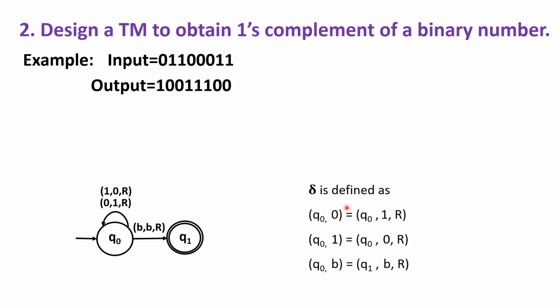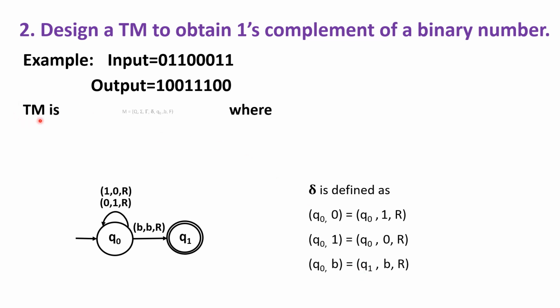Hence the delta transitions obtained are: at initial state Q0, for 0 change it to 1, move towards the right; or for a 1, change it to 0, move towards the right, until initial state Q0 comes across a blank. If it comes across a blank, keep the blank as it is, move towards the right and change the state from Q0 to Q1, where Q1 is the final state.